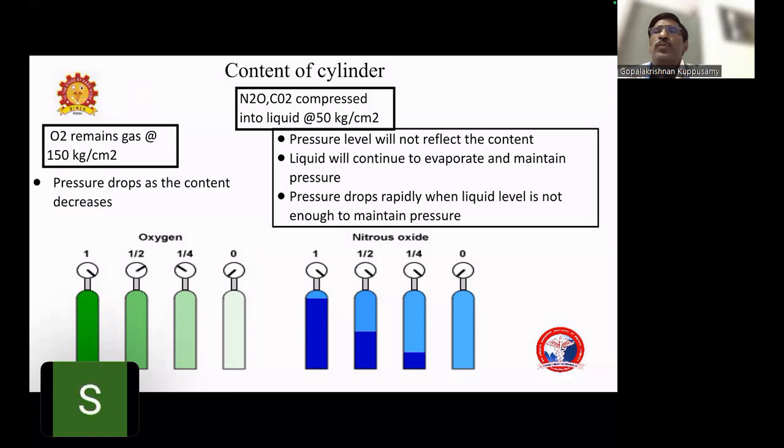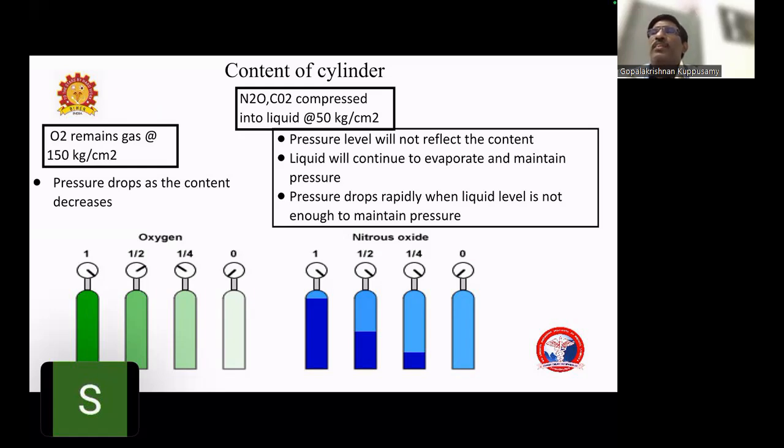Drops, decreasing, and it is proportional to the reduction in the pressure. If we say 150, and if the pressure is say 75, the cylinder is half. If it is 37, it is a quarter. But it is not the case in the case of nitrous.